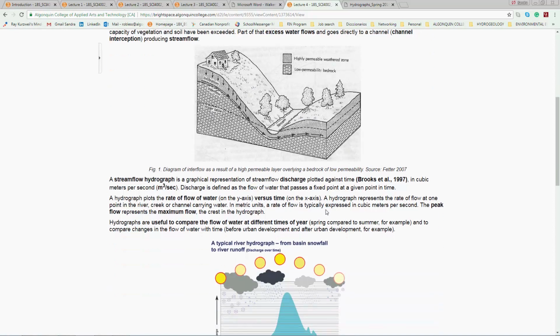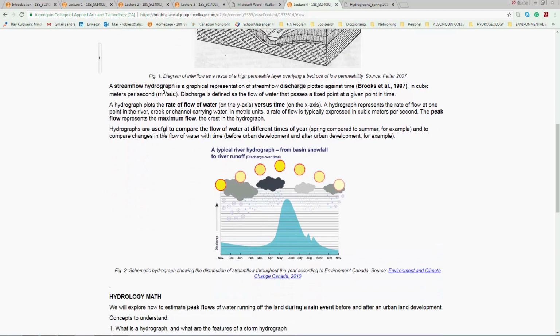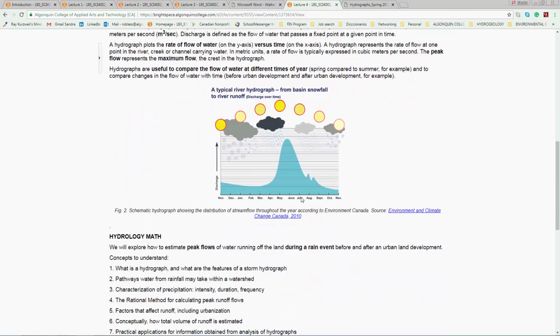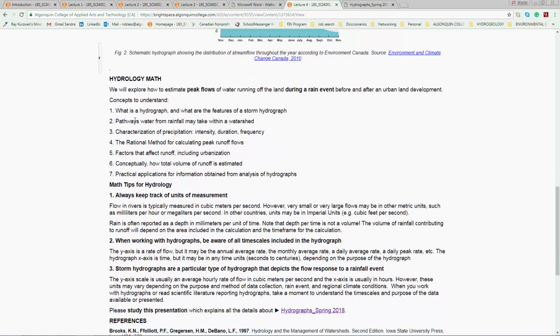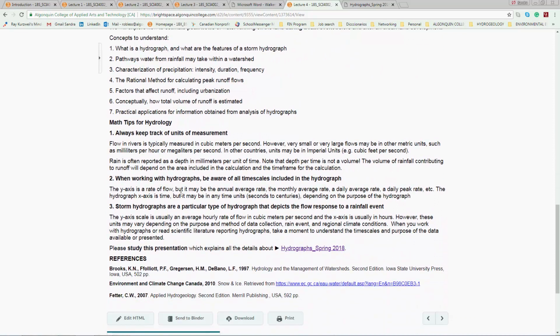So it's clear. Here is very well summarized, so please read through these, and especially these tips for the calculation. The calculations are very simple. It's just a multiplication, but you need to have all the concepts clear. I mentioned here, please study this presentation, which explains all the details about this.